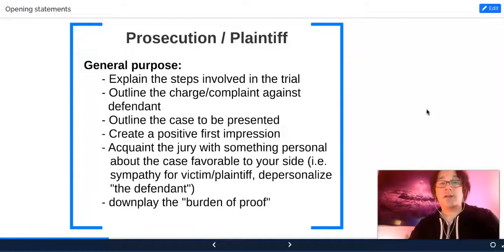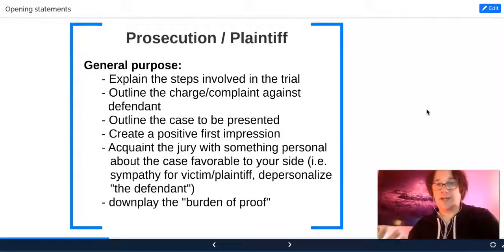You also want to outline the charges or the complaints that are against the defendant. If it's a murder case, explain what that means, right? Especially if we're talking about premeditation or premeditated murder. And explain to the jury what premeditation actually means. What is this defendant really being charged with, right? Try to convey that to the jury.